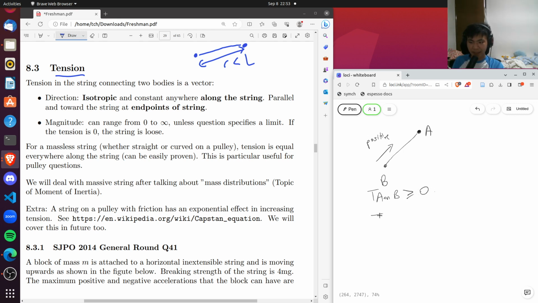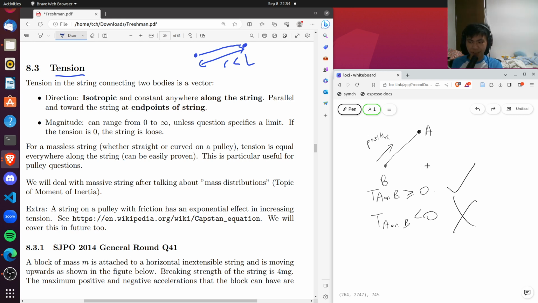It doesn't make sense that T of A on B is less than 0. This does not make sense. The second scenario does not make sense, and the reason is because a rope, by its nature, is unable to push things apart. It's only able to pull things together. So the tension is in some sense the opposite of the normal contact force.